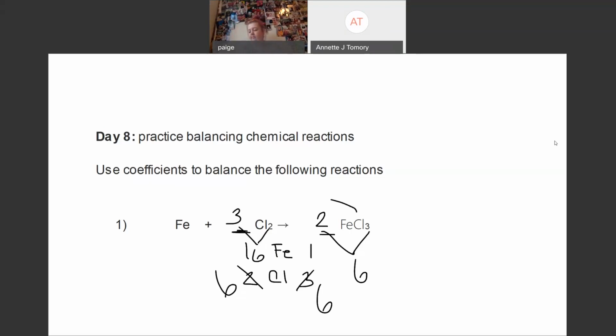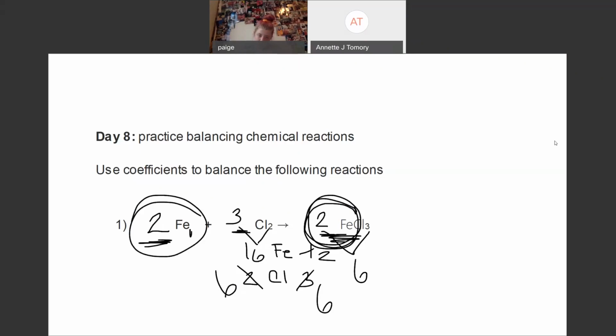But what about my irons? What happened here? It's now 2 and 3. So now I have 2 irons on the right-hand side. What do I want to do over here to make that 2? There's a 1 over here. What times 1 is going to equal 2? Multiply it by 2. We have 2 irons on the right, which means I need to multiply this by 2, for that to even out.